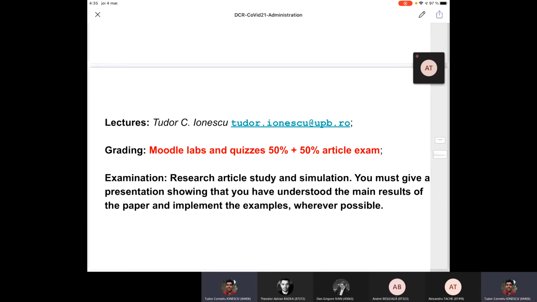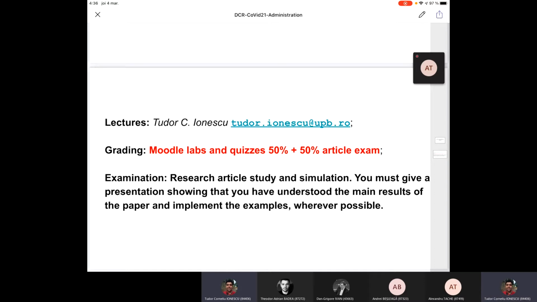So you get a research article, you get to pick from the folder I just showed you. You need to study it and to simulate it. You must make a presentation or a report. It need not necessarily be a presentation. It can also be a report about the paper, where you show me what you have understood, your view of things, and that you understand the main results. You can also tell me how it can be improved if you have any idea about it. And finally, you need to implement the examples of the paper, if any. This is going to make 50% of your final grade.